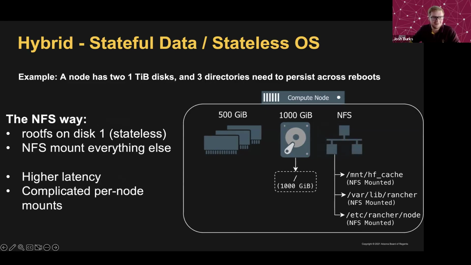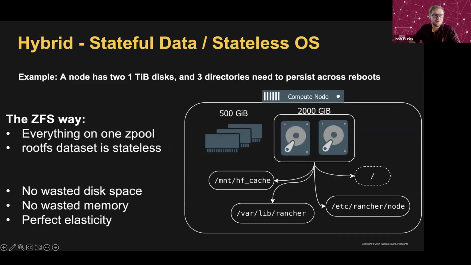Could mount these directories through NFS. That way they can persist across reboots. But then we get higher latency because we have to pull everything down from the network. And if we need per node mount points here, where /etc/rancher/node contains a unique key per node, then we'd have to have hundreds of mounts available in our NFS server, and it would just get really messy really fast.